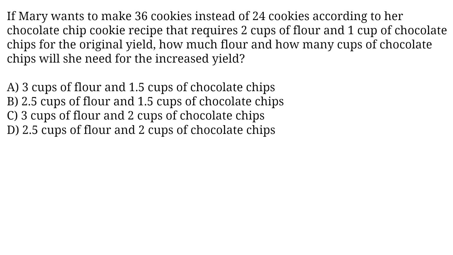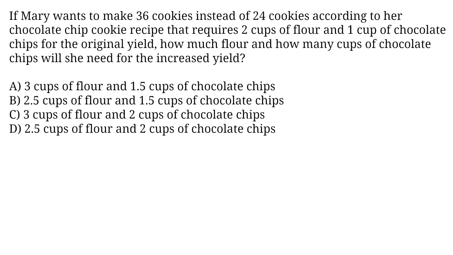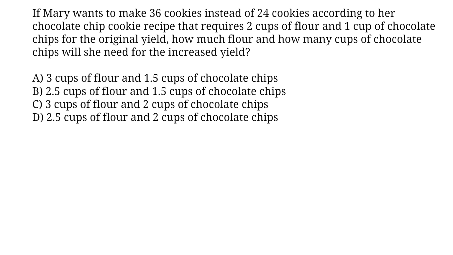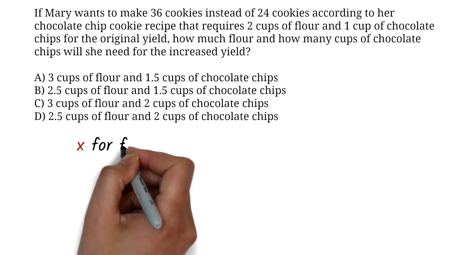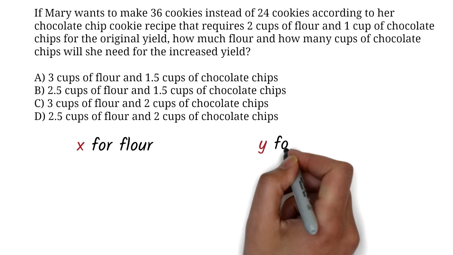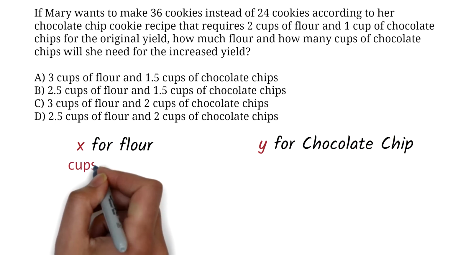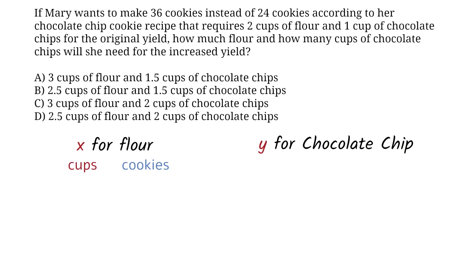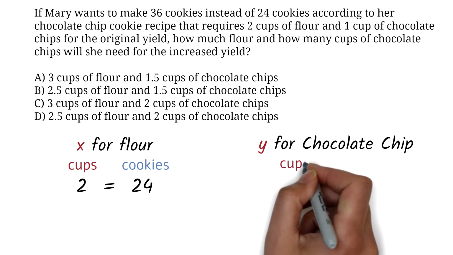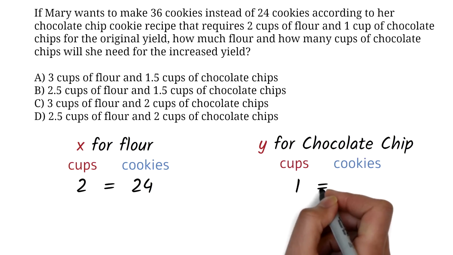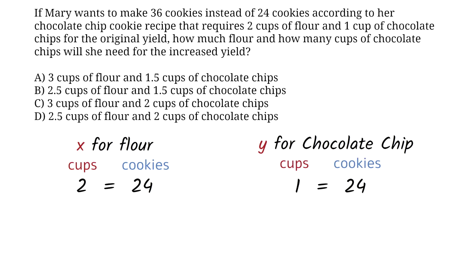This is a typical GED math proportion question. Setting up proportions is one of the most important skills needed to pass the GED. Let's represent the cups of flour by X and the cups of chocolate chips by Y. For a proportion, there is a conversion factor that has been given. Here, for the flour, we know Mary used 2 cups to make 24 cookies. Also for the chocolate, we know she used 1 cup to make 24 cookies. Then we will set up the unknown.